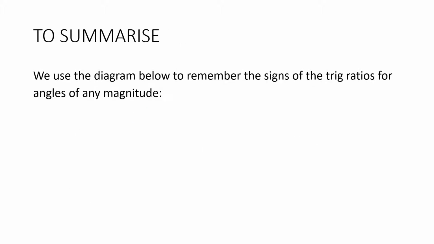Now that's an awful lot to remember, so we can use a diagram to remember the signs for the trig ratios for angles of any magnitude. So it looks like this. In this first quadrant, all of them are going to be positive. In the second quadrant, only sine will be positive. In the third quadrant, only tan will be positive. And in the fourth quadrant, only cos will be positive.